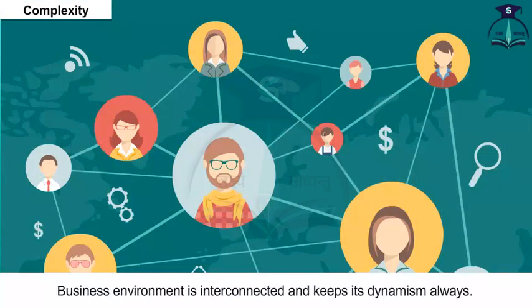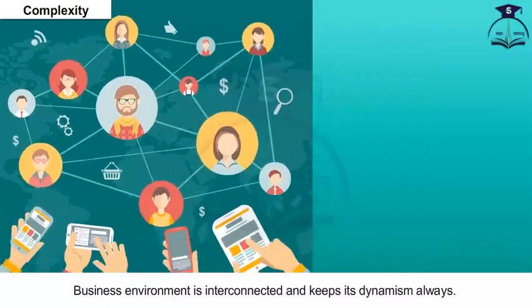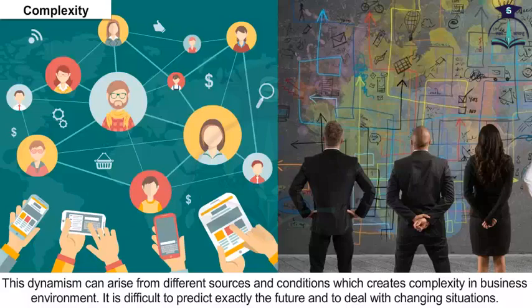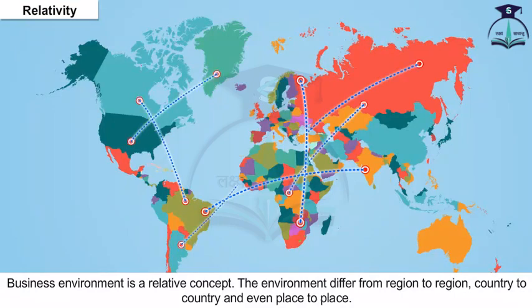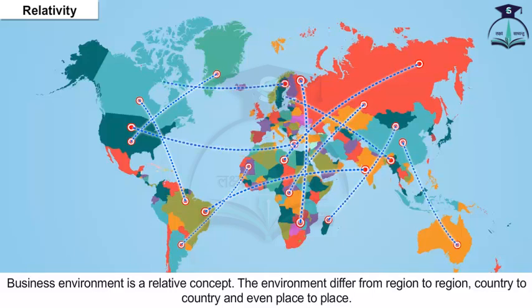Complexity. Business environment is interconnected and always keeps its dynamism. This dynamism can arise from different sources and conditions, which creates complexity in the business environment. It is difficult to predict the future exactly and to deal with changing situations. Relativity. Business environment is a relative concept. The environment differs from region to region, country to country, and even place to place.